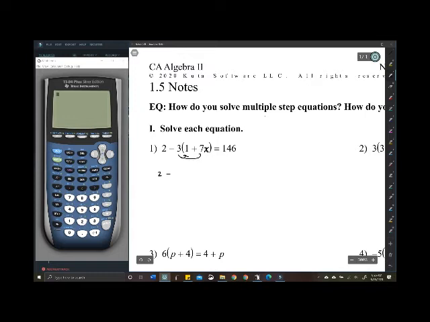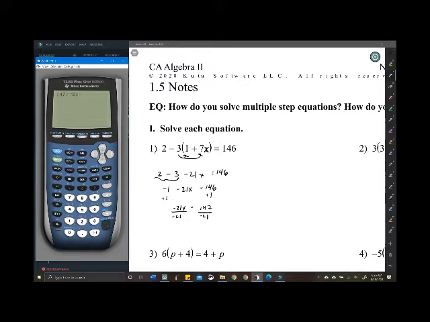2 minus, we're going to distribute the 3. 3 minus 21x equals 146. We're going to combine the like terms here of the 2 and negative 3. So that's negative 1 minus 21x equals 146. Okay, add the 1 over. So 147, negative 21x, and then divide. Negative 21. So 147 divided by negative 21. Boom, negative 7 is the result.